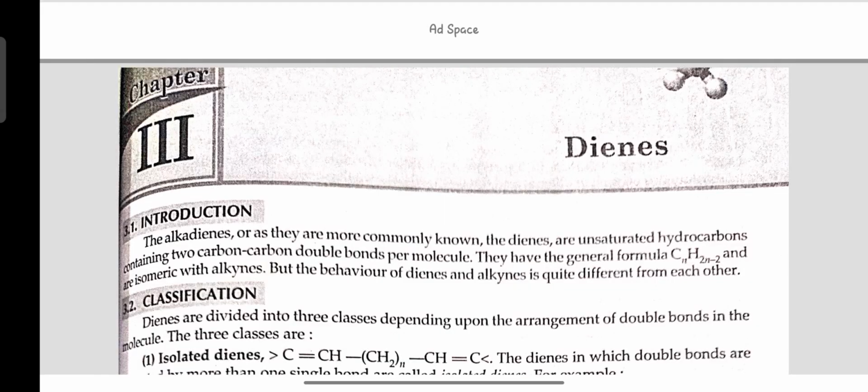Hello guys, now I read Modern Approach to Organic Chemistry, written by Dr. J.M. Sehgal. Now I read chapter 3, Dienes.